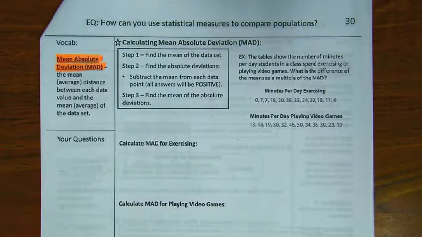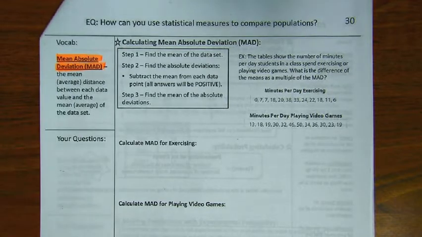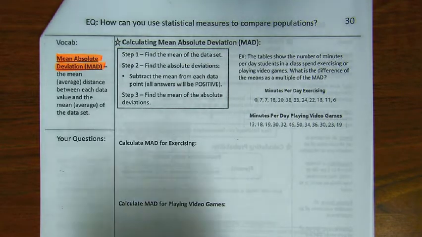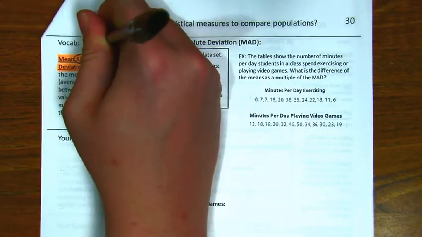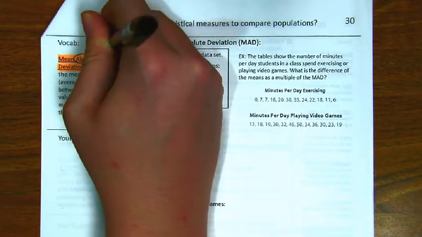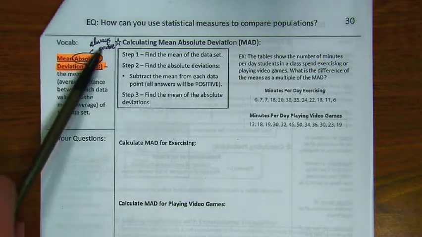We sometimes refer to that as the MAD, because mean absolute deviation, M-A-D, MAD. So it is the mean, or the average, distance between each data value and the mean, or average, of the data set. That's what the mean absolute deviation is. Absolute means that it is always positive. Mean absolute deviation is always positive.